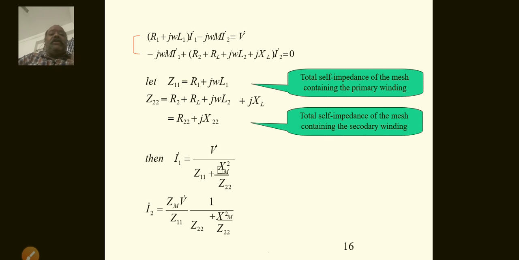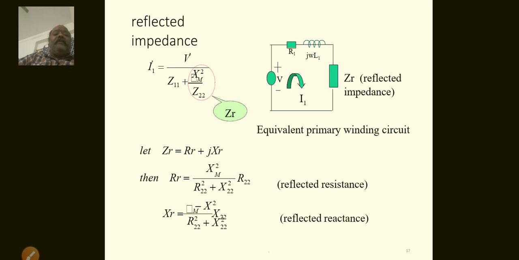So now this is I1 dot and I2 dot, we got it from the circuit, whose self impedance we already know. So what is the reflected impedance here? We will say the reflected impedance ZR. ZR is nothing but the reflected impedance, which is indicated by Xm square by Z22. That is called ZR.